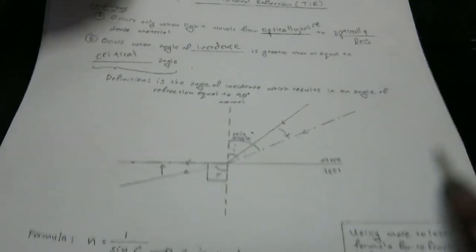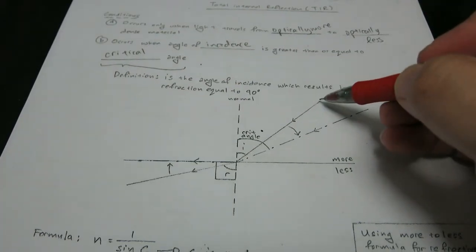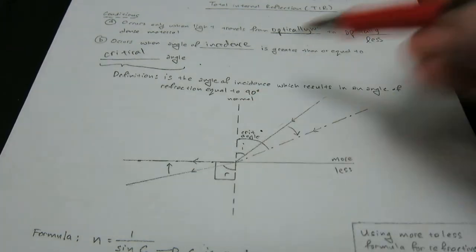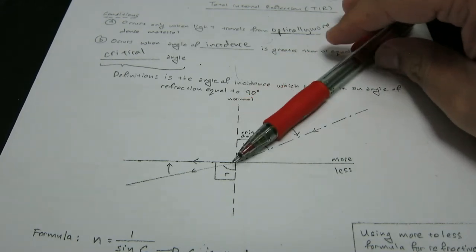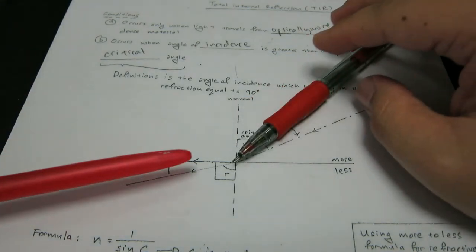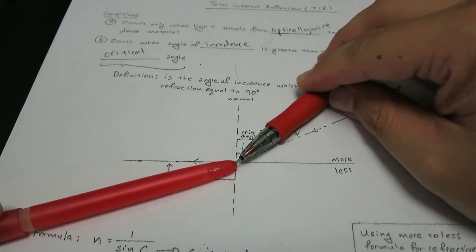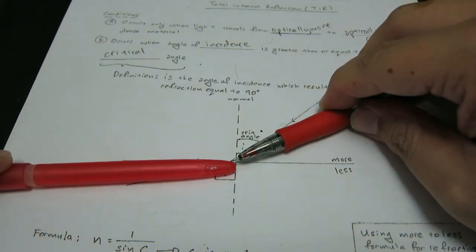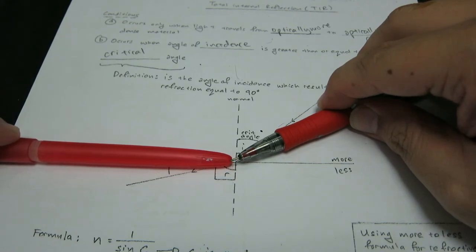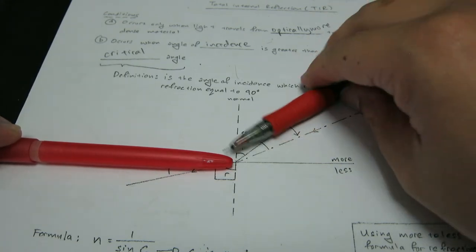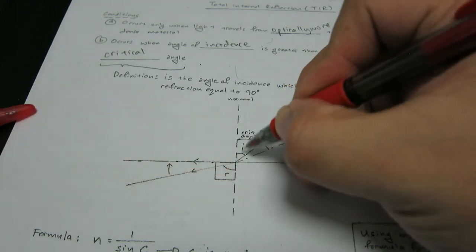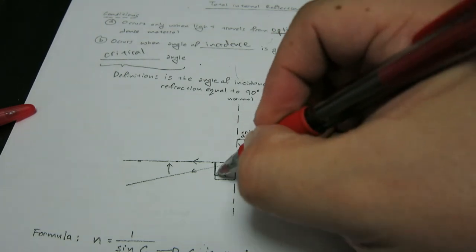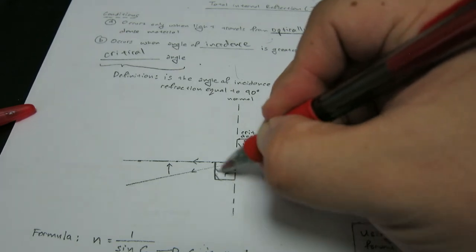Now, just imagine I have a situation of a light ray traveling from more to less. Typically the light ray going from more to less will bend away from the normal. So this is the incident ray, this is the refracted ray. If I increase the angle of incidence even more, this ray should move up. I increase even more, it should move up. When I increase even more, there will come a point where the light ray is already at the boundary between the more and less optically dense medium. At this point, this angle here is called the critical angle. This critical angle will result in an angle of refraction of 90 degrees.